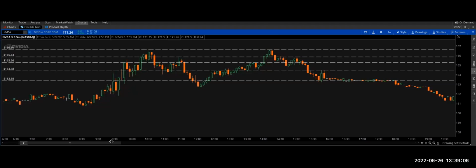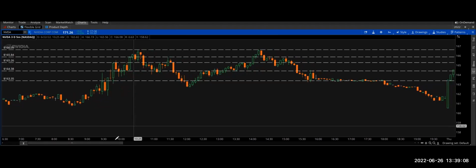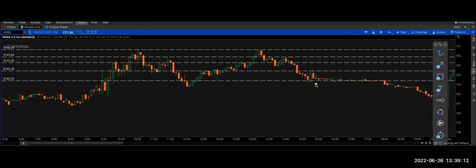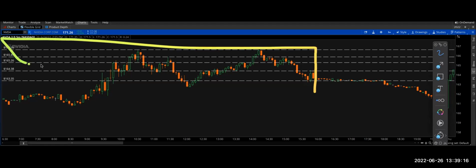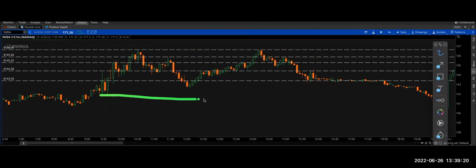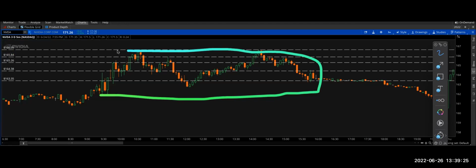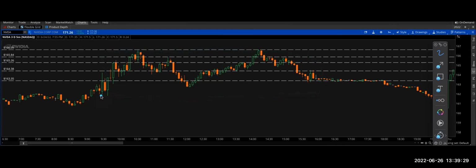I'm going to move this just a little bit more so that you can actually see it. Okay. So from 9:30, right from here, this is the area that we're looking at. Using the price action tool, you can see where support and resistance is. You can see where consolidation is.